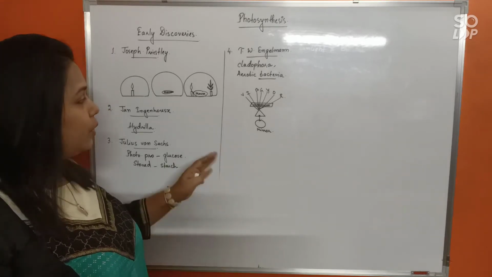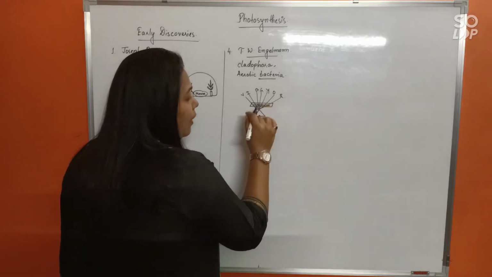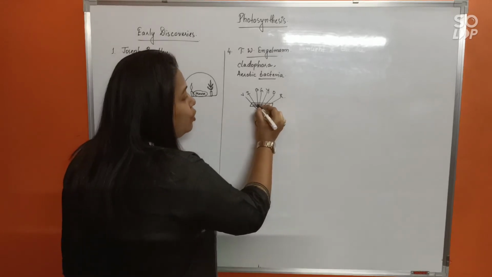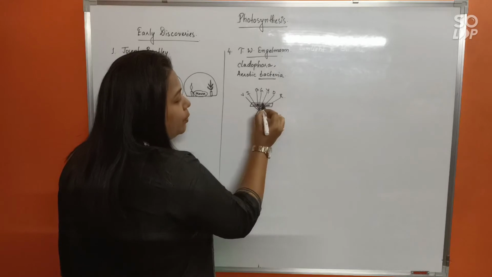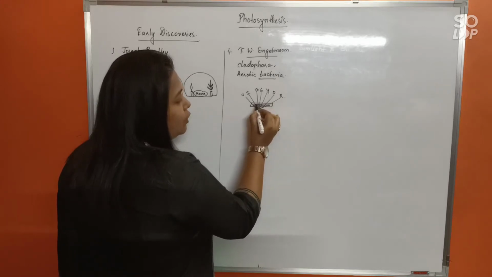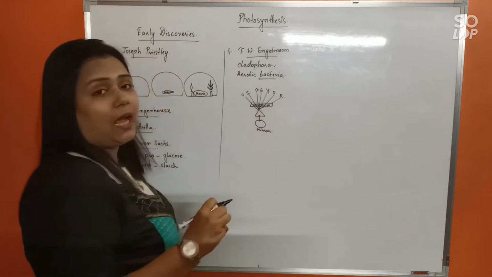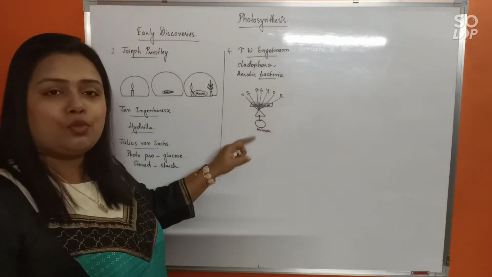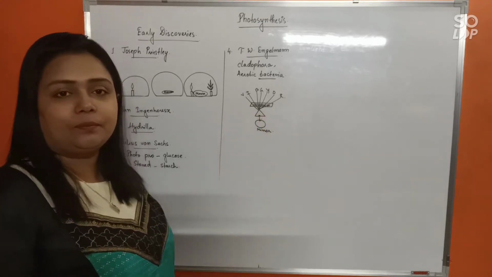What he observed was that after a few hours, when the Cladophora had photosynthesized, most of the bacteria had gathered in 2 zones actually. A zone where blue light would fall, and a zone where red light was there. Blue and red light. In those 2 zones, all of this aerobic bacteria would be gathering.